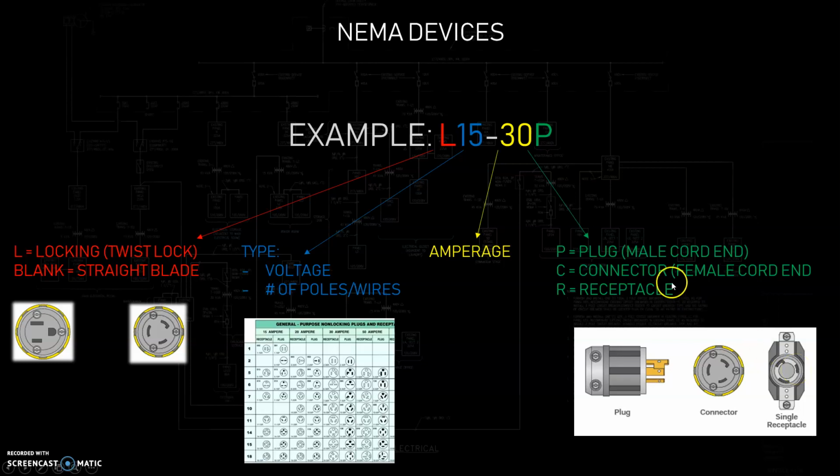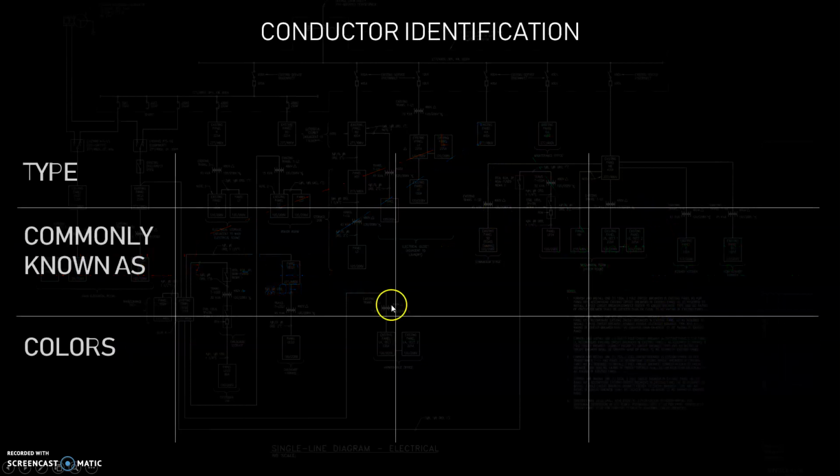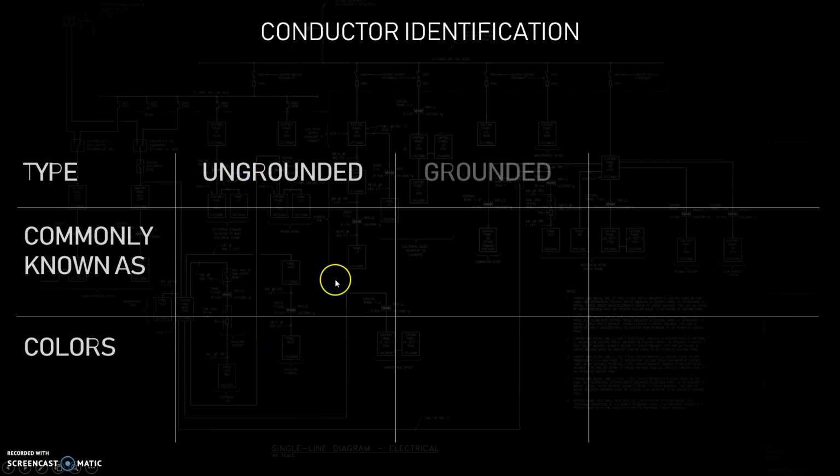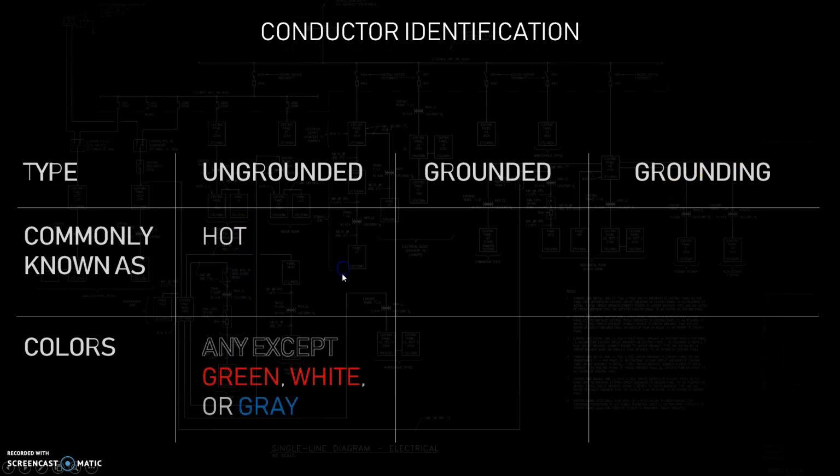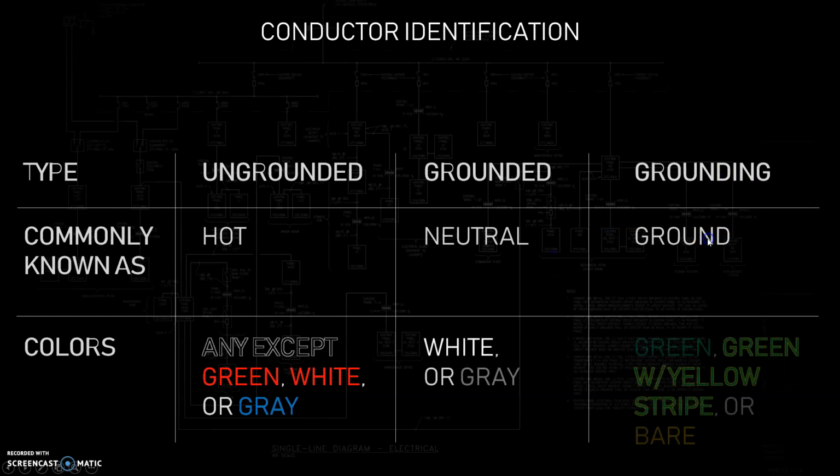You're going to see people throw out a NEMA number on a receptacle. That's what you have. That's what they mean. One last thing we want to talk about is conductor identification or coloring. So ungrounded conductor, grounded conductor, and grounding conductor. Ungrounded means hot. Grounded is going to be neutral, and grounding will be an actual ground wire. Notice the colors: ground wire can be green or green with a yellow stripe, or bare. Grounded is white or gray, and basically hot can be anything else. Get familiar with these names. You're going to see these referred to a lot by these names.